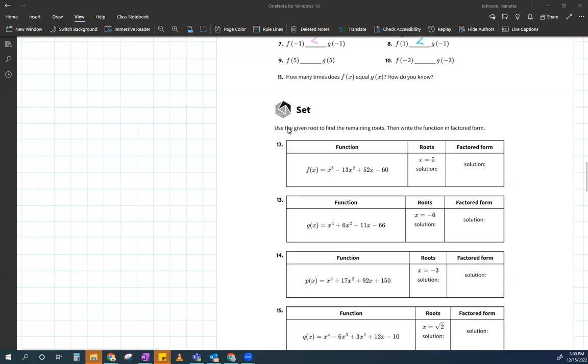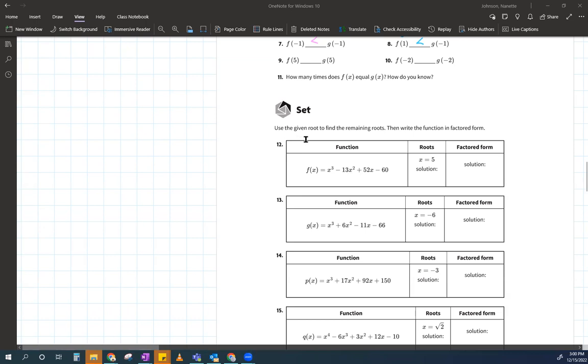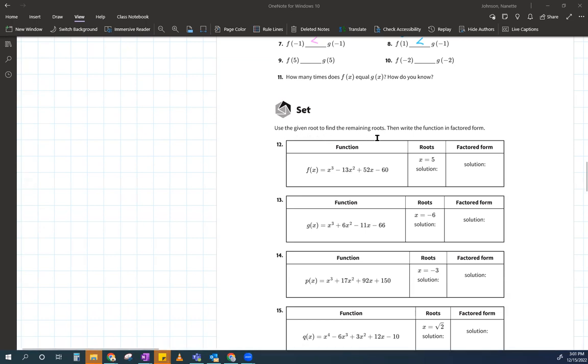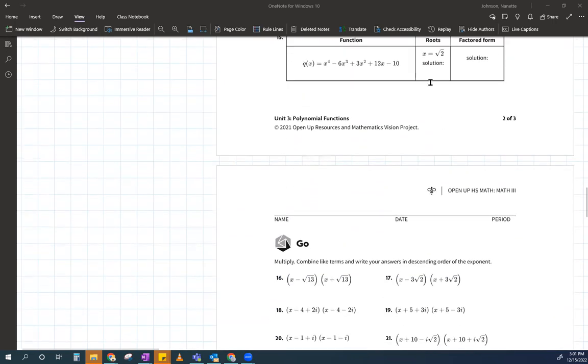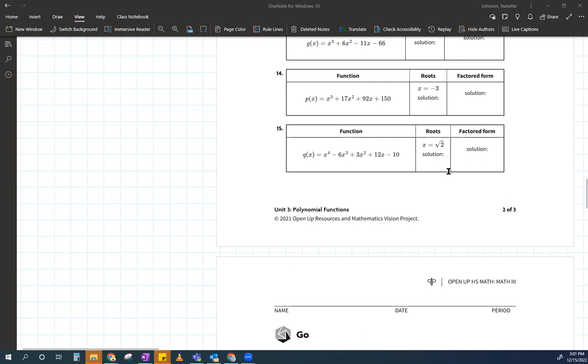Okay, so we're still in 3.8 and we're going to do number 15. It says, use the given root to find the remaining roots, then write the function in factored form. This one's pretty interesting because it says x is equal to the square root of 2.